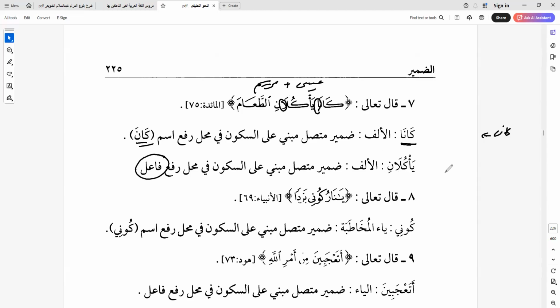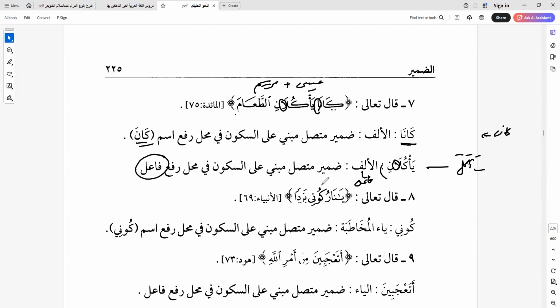يأكلان, because this is أكلة, right? So who does the أكلة? This ألف. So ألف اثنين, the ألف is the فاعل that does the أكلة. يأكلان الطعام, because Allah is talking about Isa and the mother. كان يأكلان الطعام. وقال تعالى يا نار.